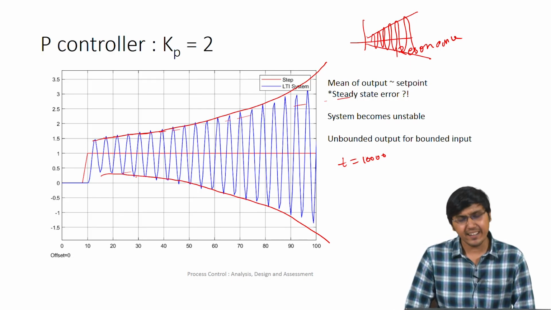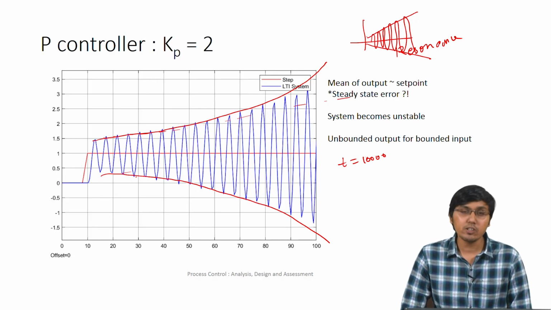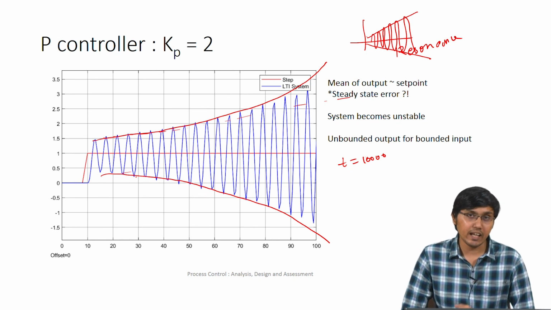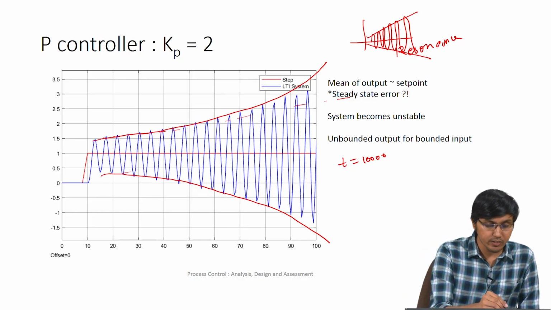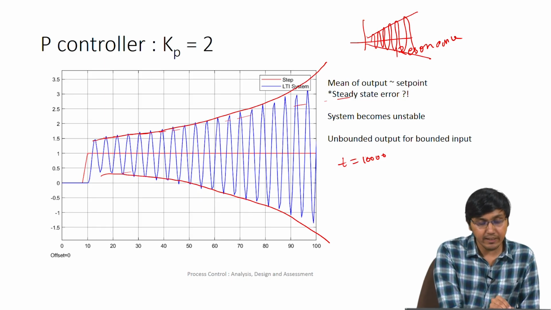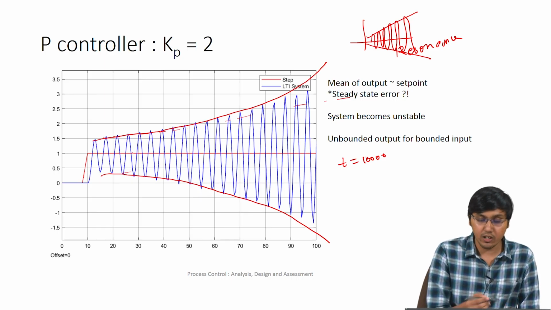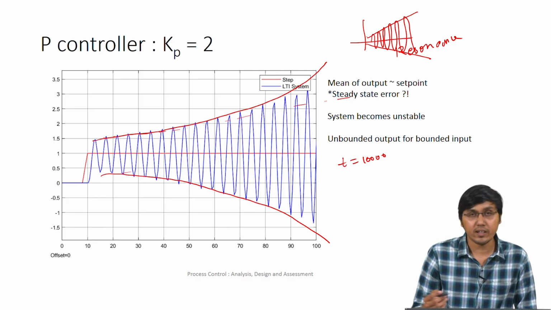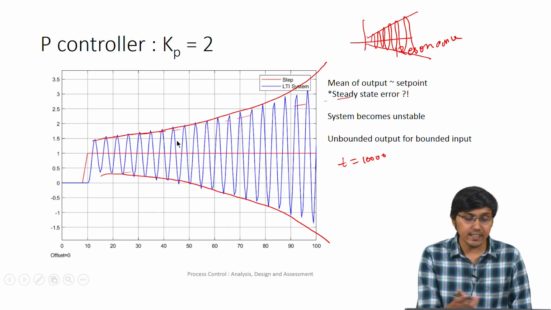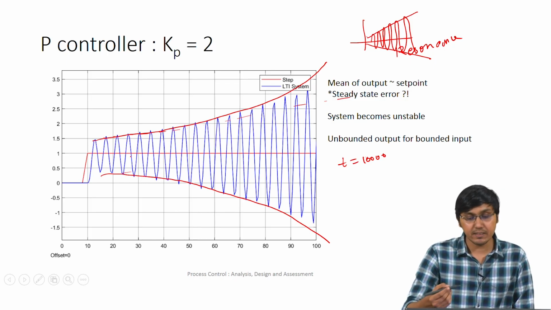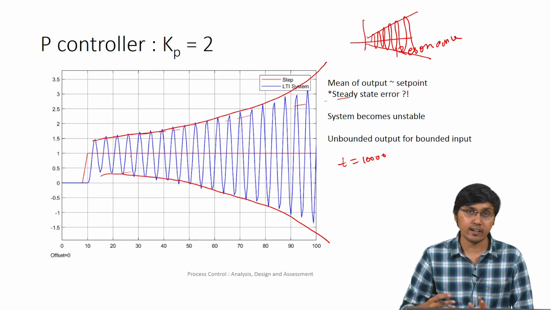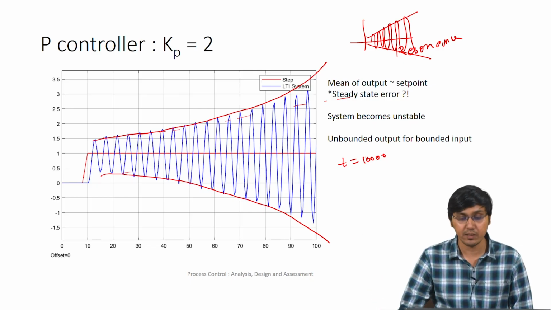And another thing, what happened to our observation that increasing the Kp decreases the offset? Yes, we can still observe that. If you take the mean of these oscillations, it will be closer to 1, or even equal to 1. So the mean of the oscillations is still getting closer and closer to the set point value, but the output keeps on increasing and the system goes unstable.